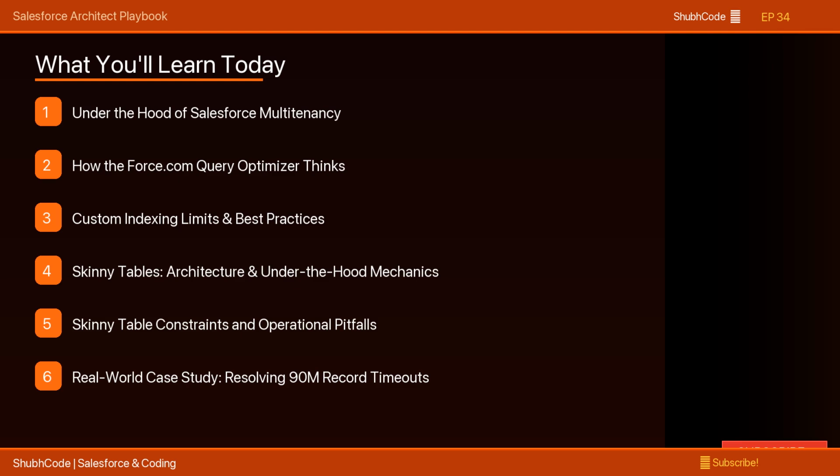Here's what we're covering today. Under the hood of Salesforce multitenancy, then how the Force.com query optimizer thinks, then custom indexing limits and best practices, then skinny tables architecture and under the hood mechanics, then skinny table constraints and operational pitfalls, then a real-world case study resolving 90-million record timeouts, then a decision matrix: skinny tables versus big objects versus Data Cloud, then the CTA database performance optimization checklist. Stay for the last one, it's the piece most tutorials miss.